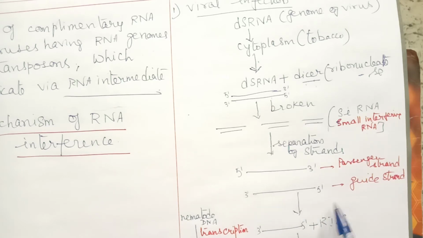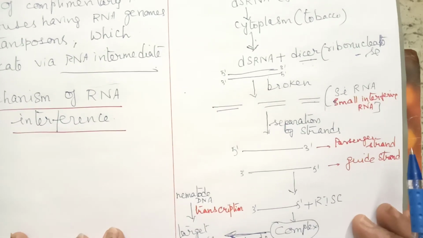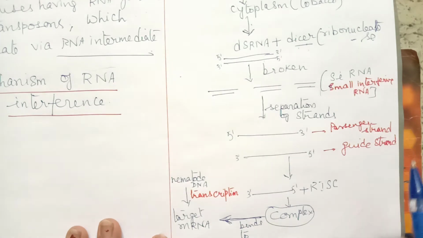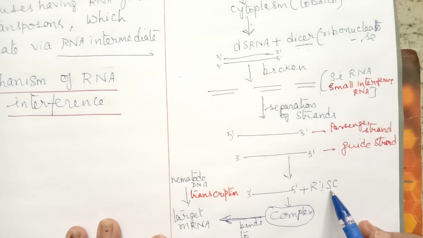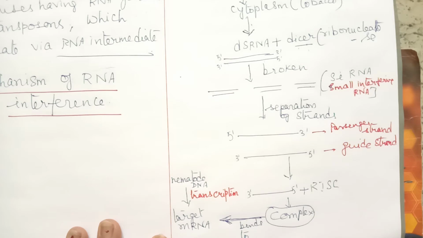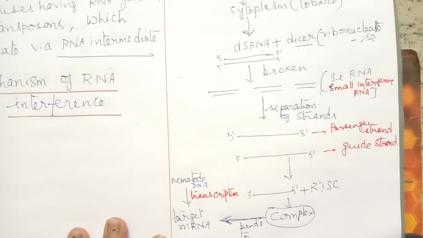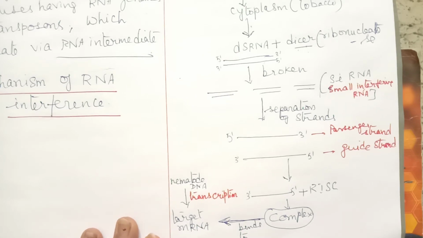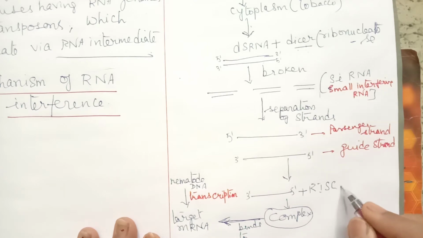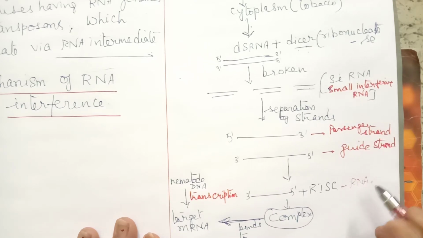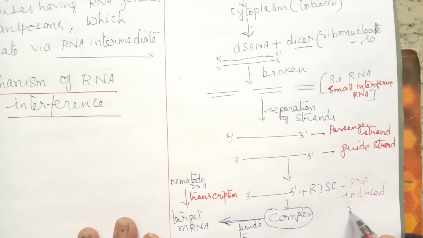That is, the guide strand, which is in this direction 3' to 5', will combine with another protein complex, which is called RISC. RISC stands for RNA induced silencing complex.